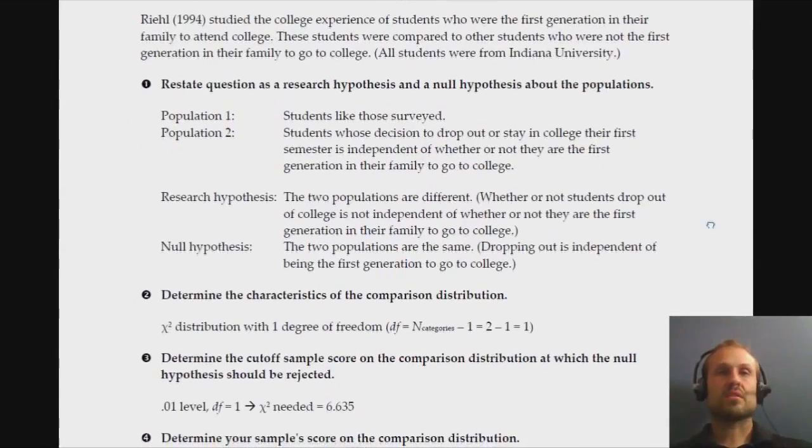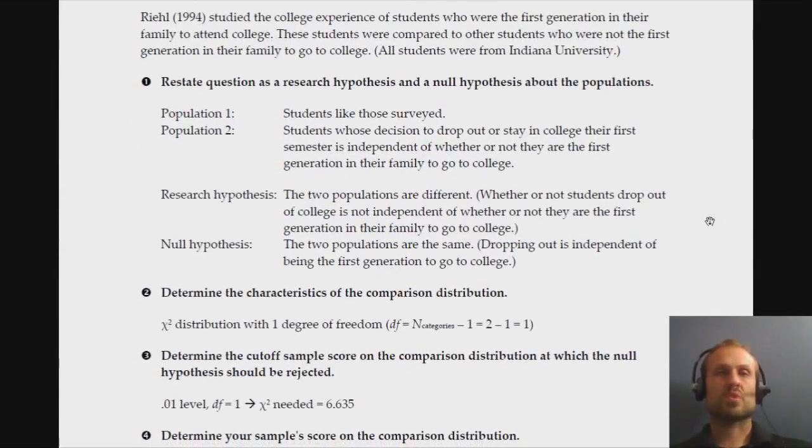So it's important to get the research hypothesis. What am I hoping for? I'm hoping for the two populations to be different. I have my sample. I want to see dropping out versus staying, that variable. How does that compare to first generation or not? And are those two things independent?